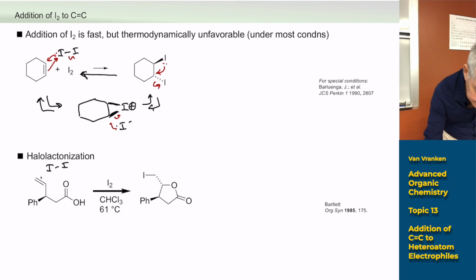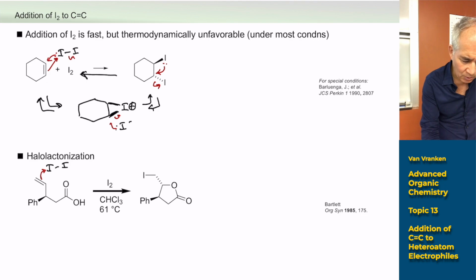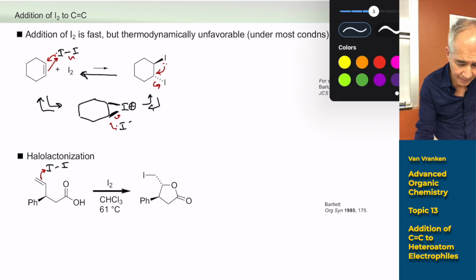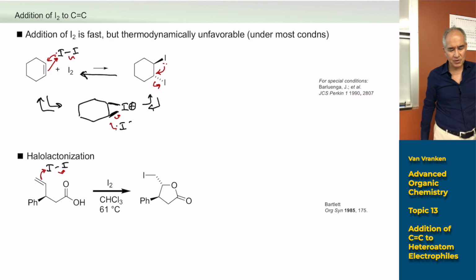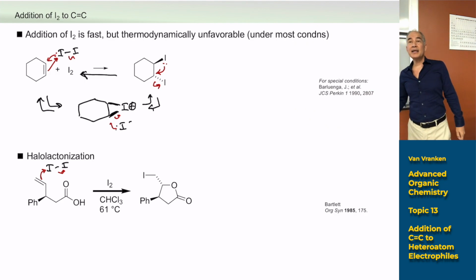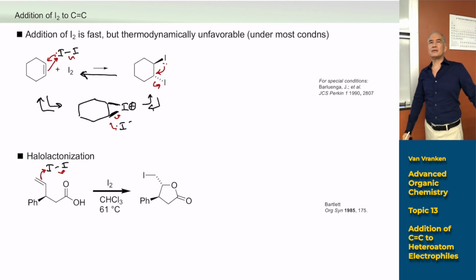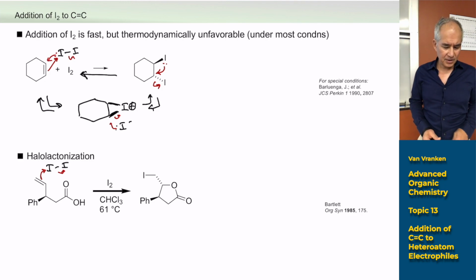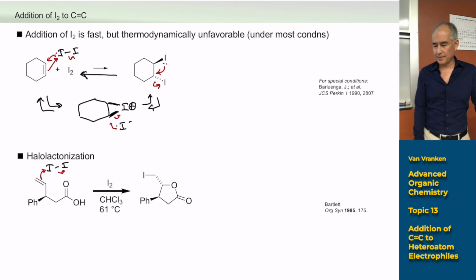Boy, I better hurry. I'm running out of time. I'm not going to have time to, it's not a long mechanism. There's only one intermediate to draw, but I'm going to hold off right there. So when we come back on Wednesday, we'll finish up this mechanism and talk about how you can make a cyclic iodonium ion, but then trap it by forming an oxygen-carbon bond instead of a weak carbon-iodine bond. That's a good way to take advantage, and then you have this lovely carbon-iodine bond on your product that you can do all kinds of things with.